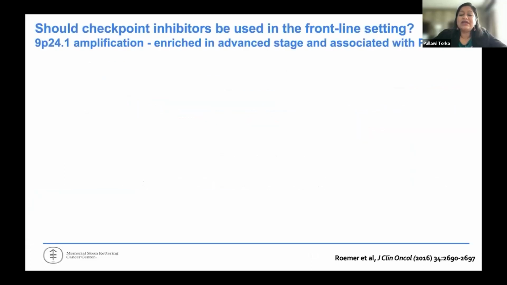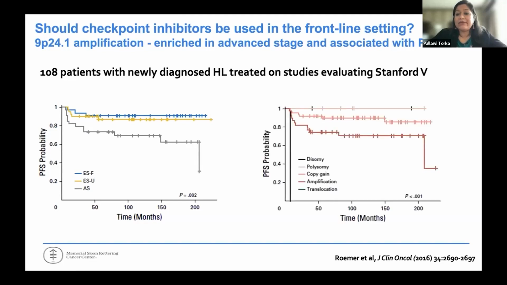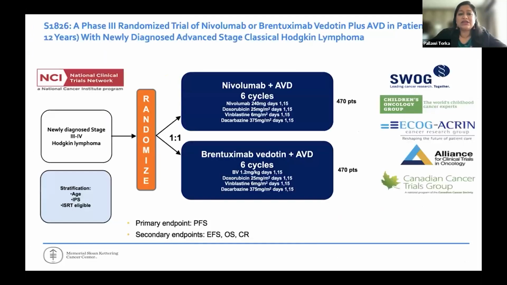So that is where checkpoint inhibitors come in. So the preclinical data behind checkpoint inhibitors. This is a data set from Stanford, which shows that basically having any aberrations in 9p24 makes the disease poor risk, and those patients perform worse. So based on this premise, this was a small phase 2 study that was published in JCO in 2019, where they looked at 51 patients, and the 51 patients received Nivo AVD, and the ORR and CR were okay, but just based on this data, there's a huge randomized trial that's currently ongoing, Nivo AVD versus BV AVD.